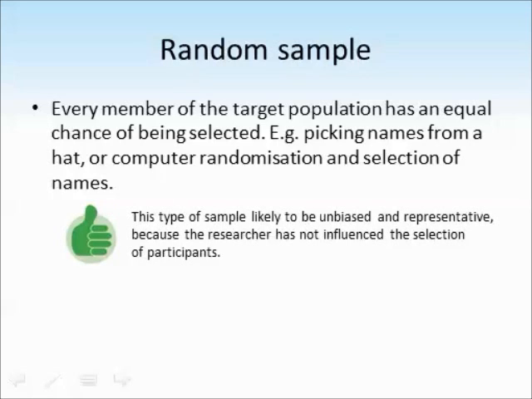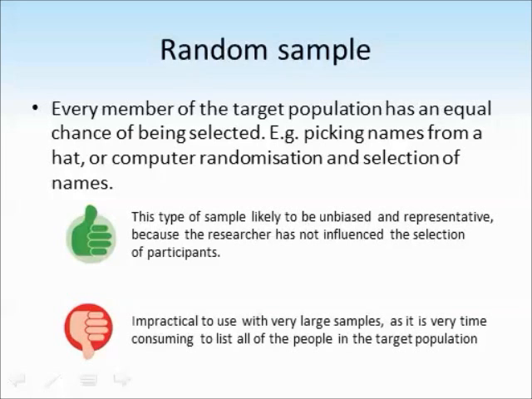A strength of random sampling is that it's likely to be unbiased and is going to be very representative because the researcher hasn't influenced the selection of participants. This is thought to be the ideal method of sampling that psychologists should use. However, it can be impractical to use with very large samples because it can take a lot of time to list all of the people in the target population.